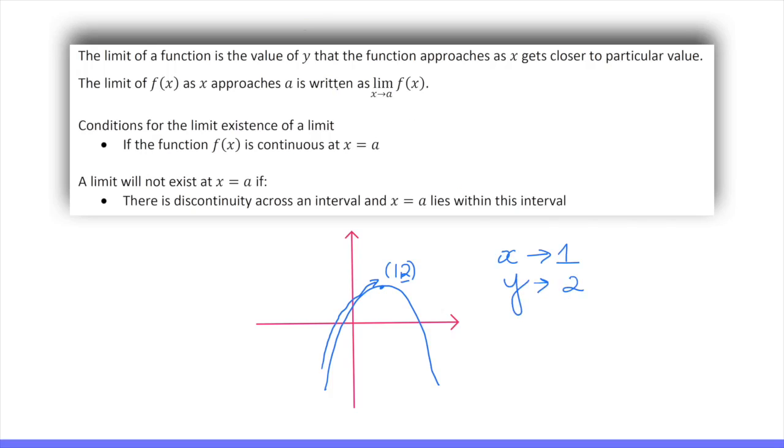The way that we write the limit of f of x as x approaches a is in this particular form here. So it's the limit as x approaches a of the rule. The main condition of the limit existence is that the function has to be continuous at x equals a. We will discuss discontinuity in a little bit. A limit will simply not exist at x equals a if there is a discontinuity across an interval and x equals a lies within this interval.